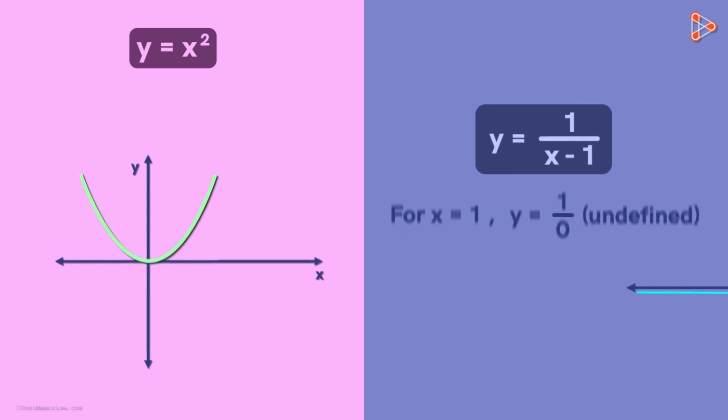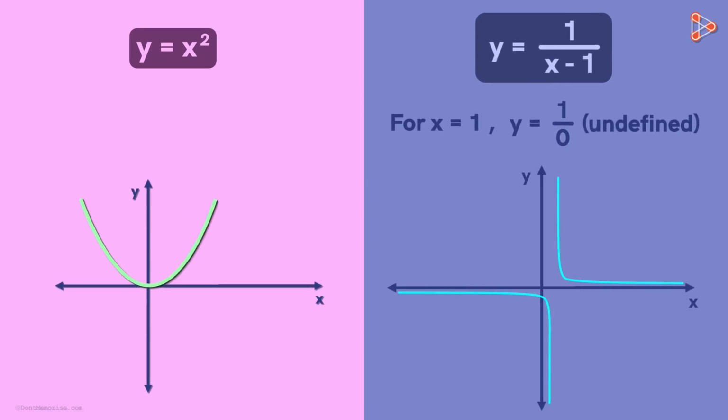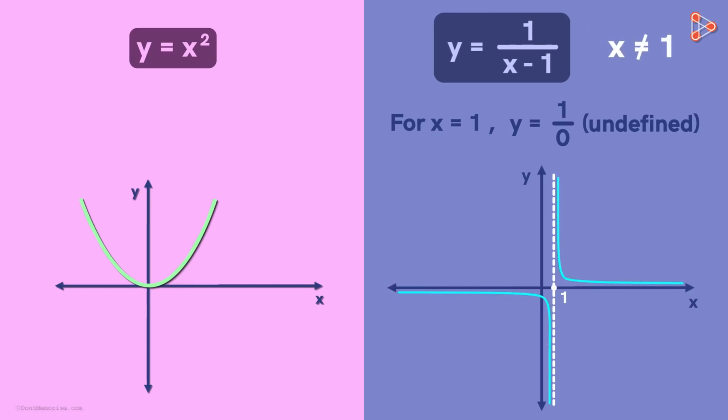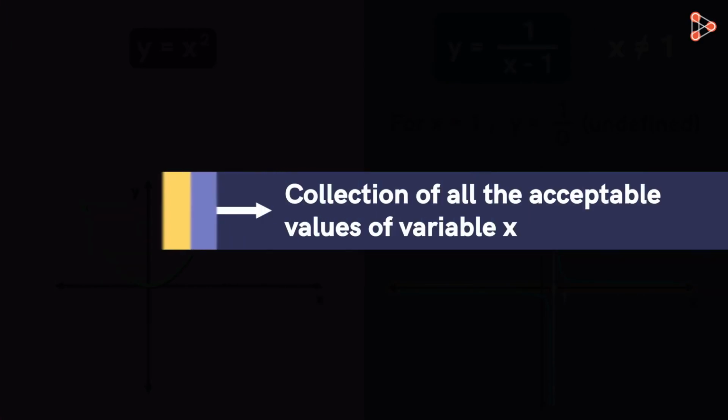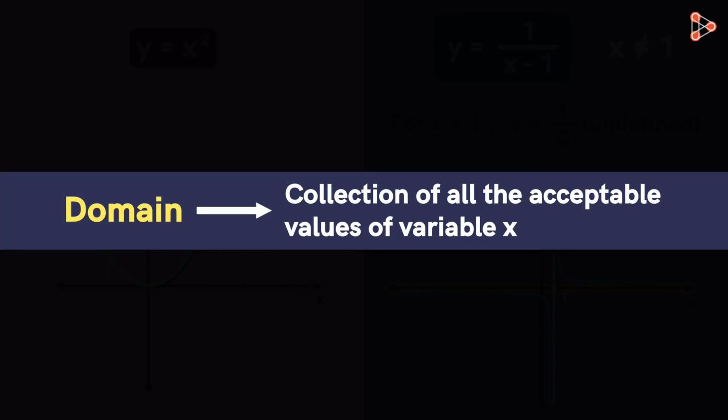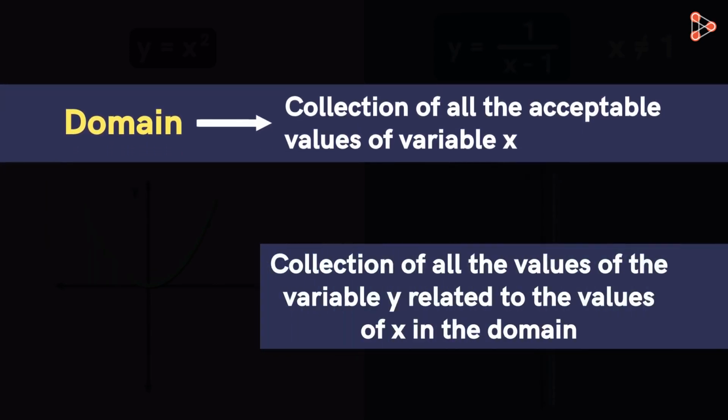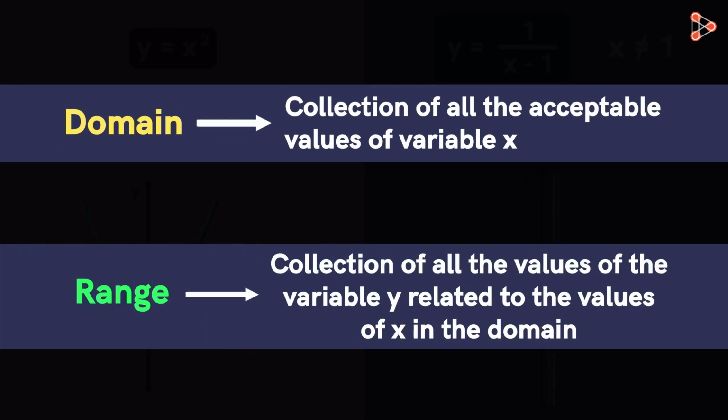Now, if we draw its graph, it will look like this. So we see that this function is not defined for x equal to 1. But for all other values of x, we will get one value of y. So except for x equal to 1, the function is defined for all the other values of x. Therefore, we always have to mention the collection of all the acceptable values of x. It's called the domain of the function. And the collection of all the values of y related to the values of x in the domain is called the range of the function.